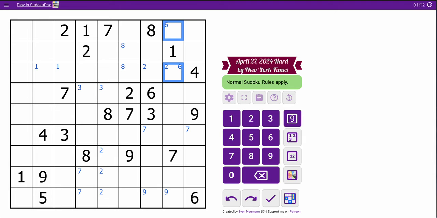All right, what next? Six doesn't cross into box 7. Oh, well, actually, wait a minute. 1, 5, 9 are in those three cells in box 7, and 2, 3, and 7 cannot appear in column 3 in box 7. So 2, 3, 7 must appear in those three cells, and 7 is ruled out of these two, so 7 must go there.